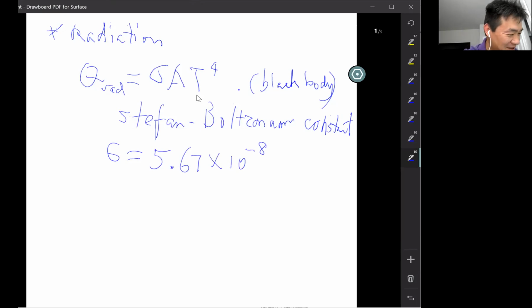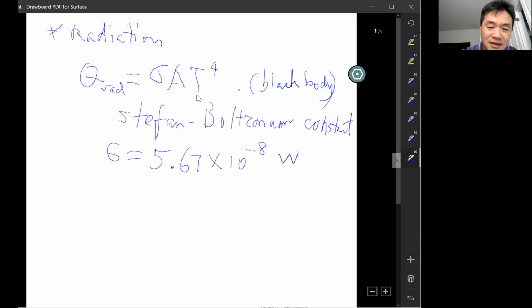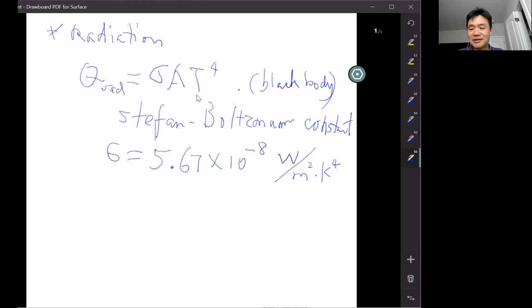Remember a lot of stuff, you know, it will be good. The unit is watt per meter squared K to the power of 4. That's the unit for the Stefan Boltzmann constant. I think the textbook says 5.669 times 10 to the negative 8. Basically, let's just use 5.67 times 10 to the negative 8. It's easier to memorize: 5, 6, 7, and 8.